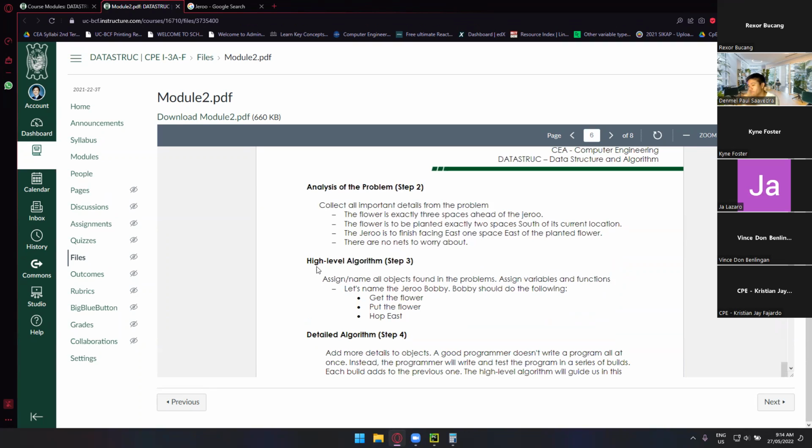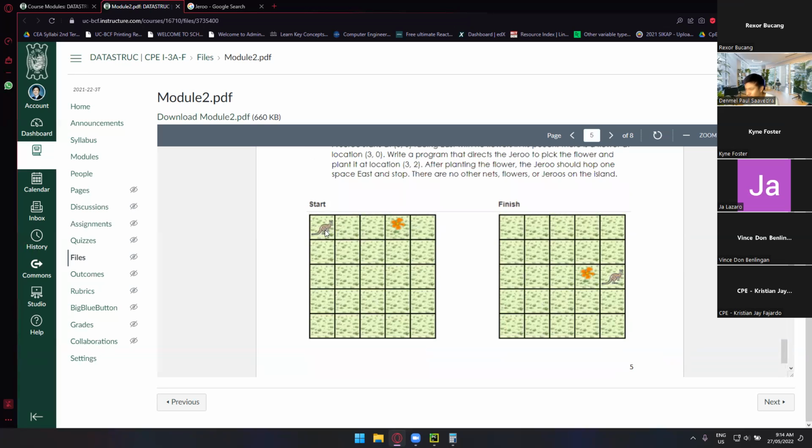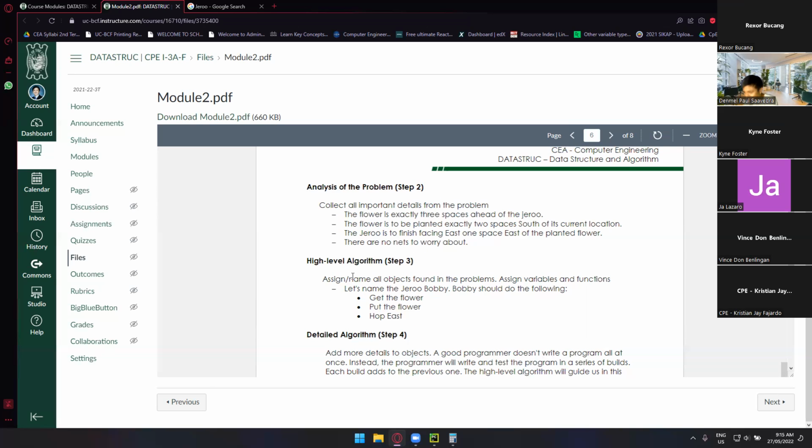The next one is the high level algorithm. Here you simply assign a name to all the objects found in the problem, so assign variables and functions. Let's name the 0 Bobby. Bobby should do the following: get a flower, put the flower, and then hop east once. These are the steps that should be done if you're going to have this kind of output. That's a high level algorithm.